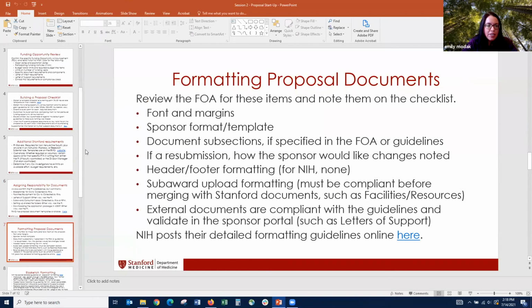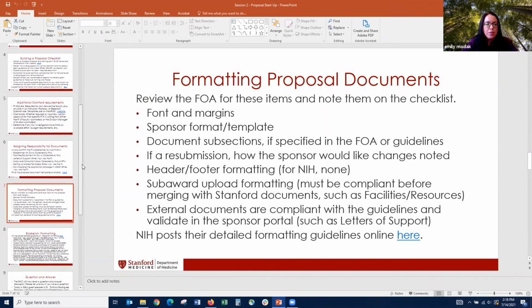All right, we're going to get into a couple of things on proposal formatting, and then we'll get to our question and answer. So for formatting the proposal documents, you want to review the funding opportunity announcement for these items and note them in the checklist, especially for a foundation announcement. It's all going to just be in that one document usually.